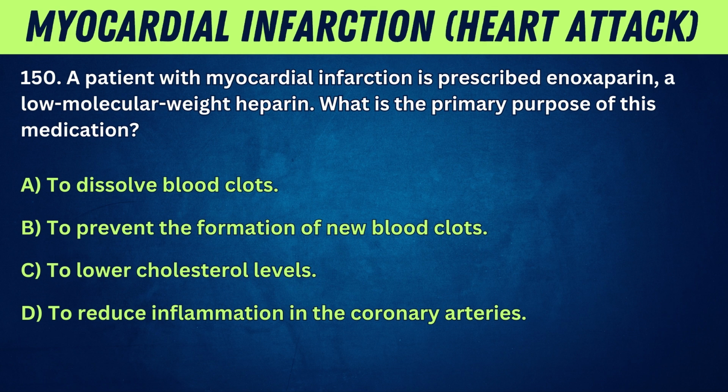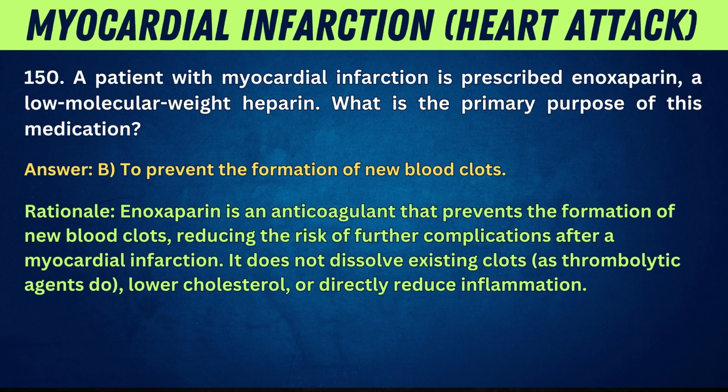What is the primary purpose of this medication? A. To dissolve blood clots. B. To prevent the formation of new blood clots. C. To lower cholesterol levels. D. To reduce inflammation in the coronary arteries. Answer: B. To prevent the formation of new blood clots.